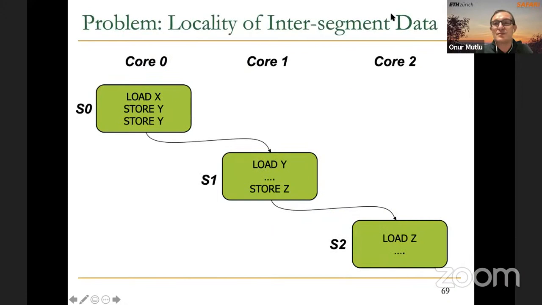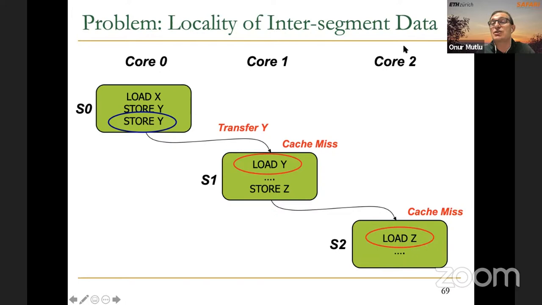Okay, so one problem with these staged execution models in general, not just accelerated critical sections, is the locality of inter-segment data. So core 0 is executing segment 0, core 1 segment 1, core 2 segment 2. When core 1 touches a location, in this case location Y, that was generated by some other core, it gets a cache miss. You can see that core 0 generated that data. So you need to transfer the data from core 0's cache to core 1's cache, or main memory in the end, depending on where the data resides, but probably from the cache of core 0 to core 1. Similarly, this load Z that's executing on core 2 gets a cache miss because Z was generated by segment 1, and you need to transfer Z.